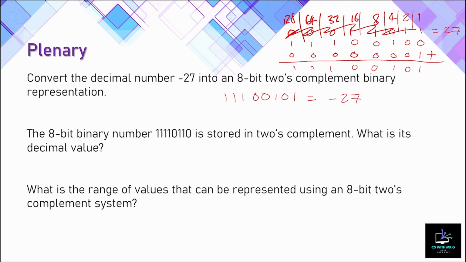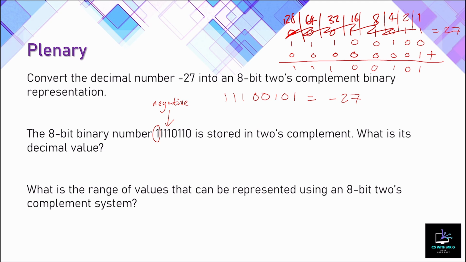Now we have an 8-bit binary number, which is already stored in 2's complement, and we're going to figure out what the decimal value is. So as it's in 2's complement, we look at the first number and we know it's a 1. So we know the number is a negative number. We just have to figure out what number it is. So the same steps apply.